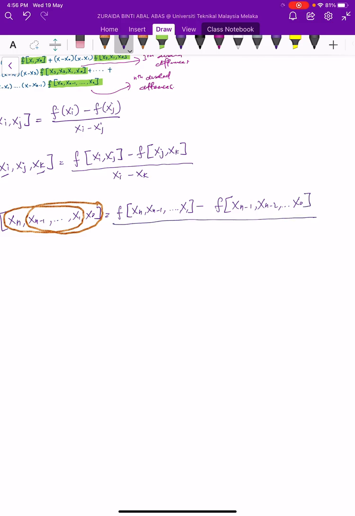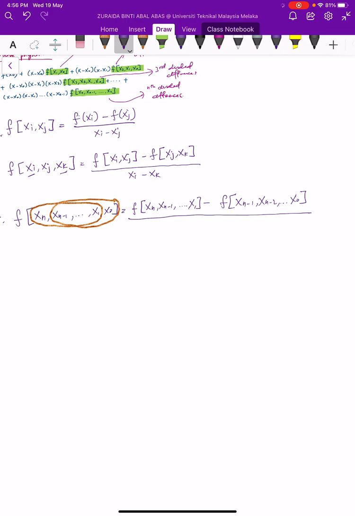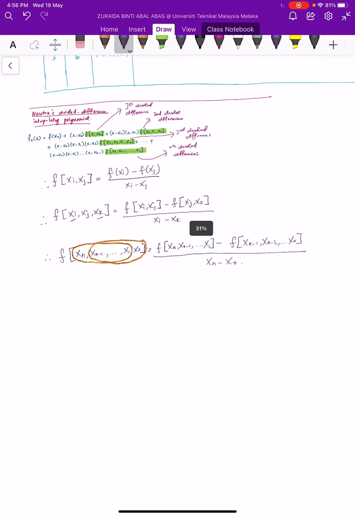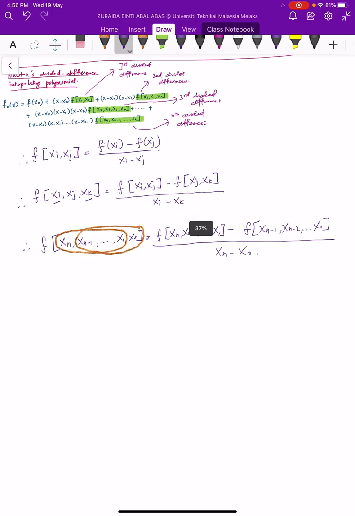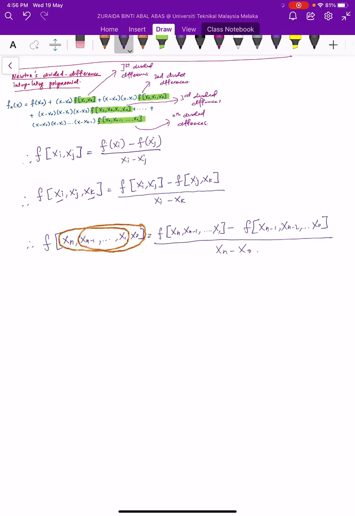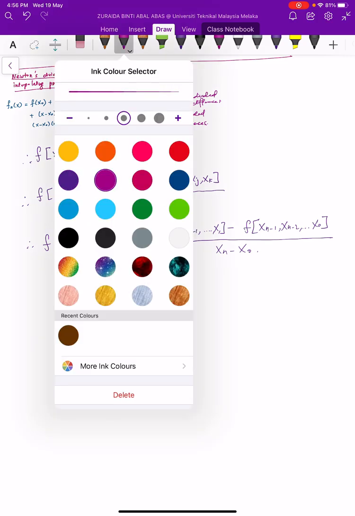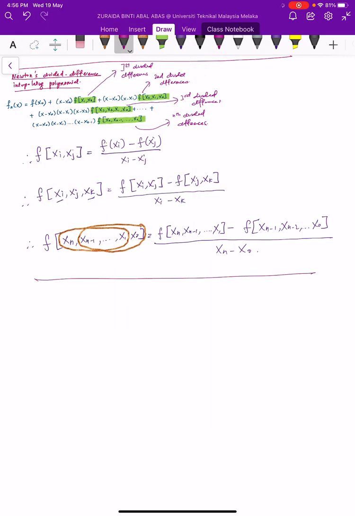Divide with xn minus x0. Okay, so this is how you want to find the divided differences. Now, let's move straight to the example here. Let's say that we want to find the first divided differences.